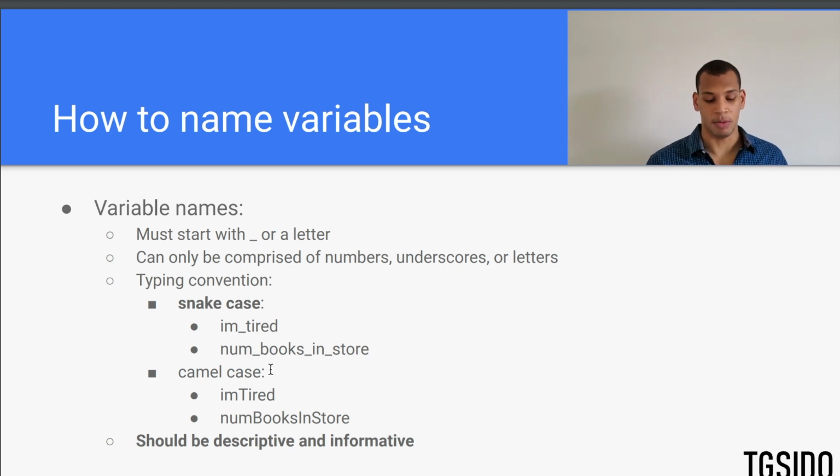Basically the way that it works, the first letter of the first word will be lowercase, but for all subsequent words, the first letter will actually be uppercase. So we have i'm and then uppercase T for tired, right? Num, uppercase B, books, uppercase I, in, uppercase S, store. And note that these variable names should all be descriptive and informative.